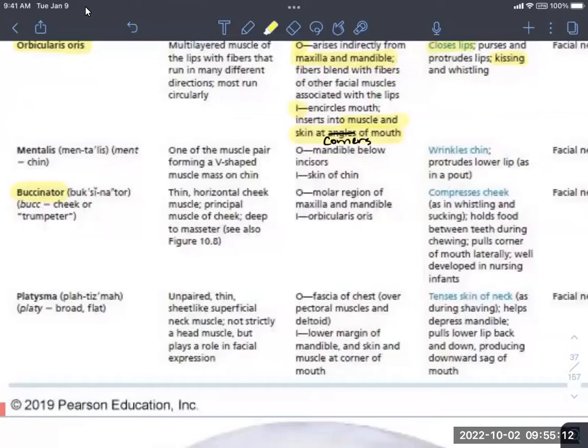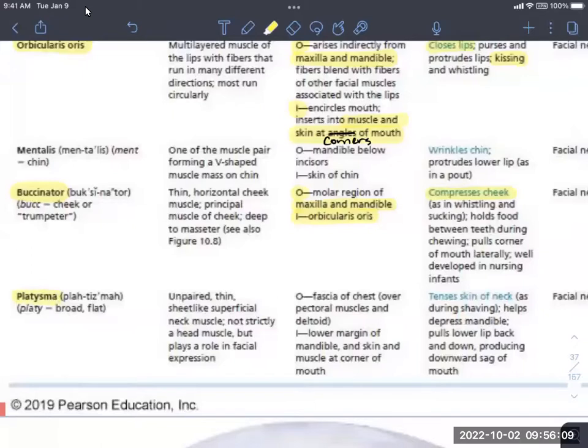Buccinator. Your buccinator muscle. That buccinator muscle originates at the maxilla and the mandible, and it's going to insert at the orbicularis oris. That is what lets you compress your cheeks. It's what helps to move food around in your mouth when you're chewing. It lets you whistle if you can. These muscles help your mouth do different things.